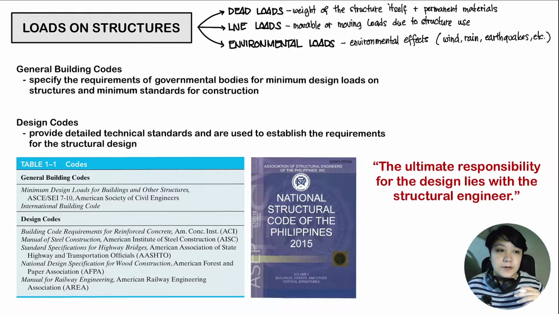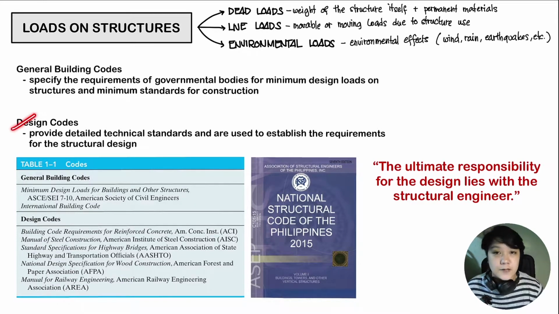Now that we know the different categories of our loading, the next thing that we need to know is how are we going to figure out which one of these loads we are going to impose on our building or on our structure, and what are their intensities. So we get those from two sources. The first one is your general building codes. These specify the requirements of governmental bodies for minimum design loads on structures and minimum standards of construction.